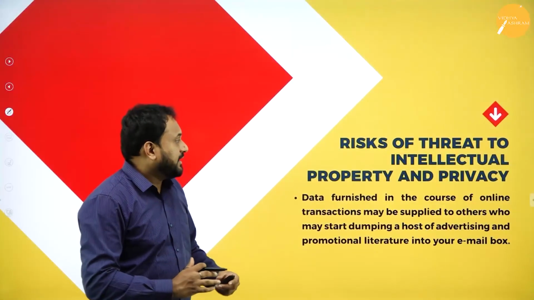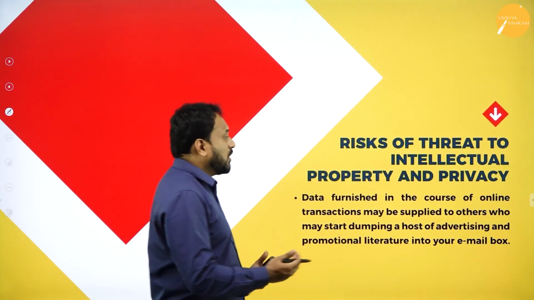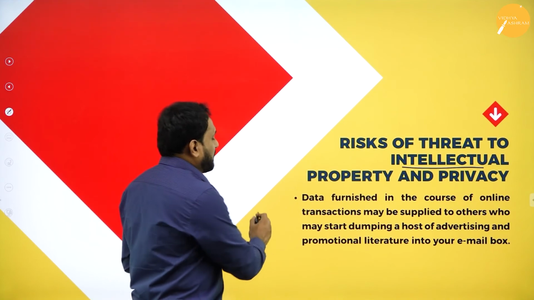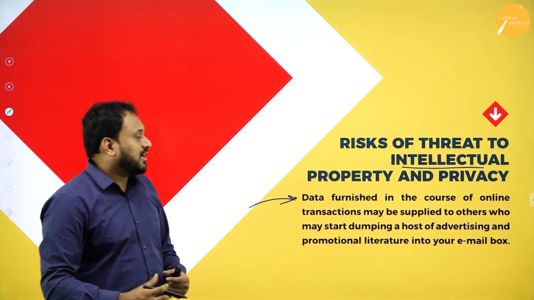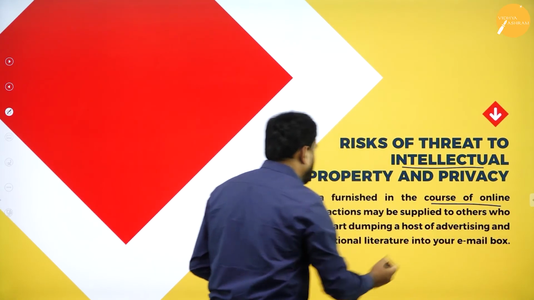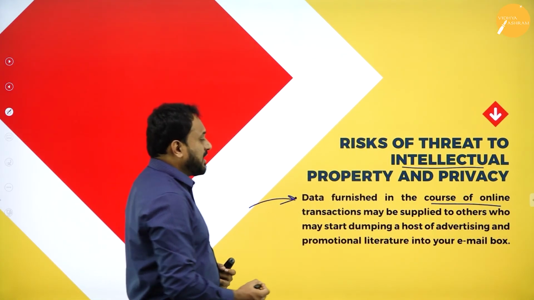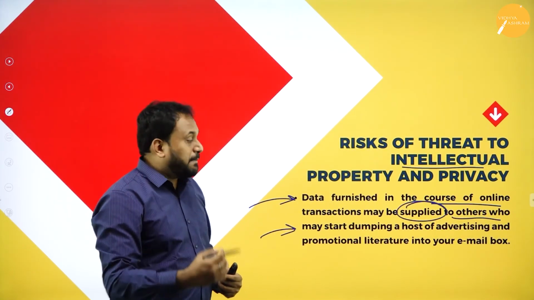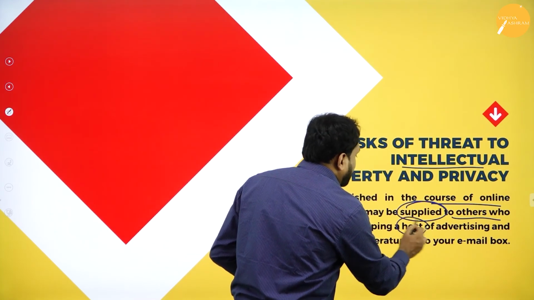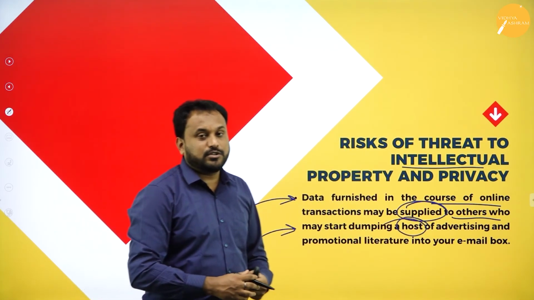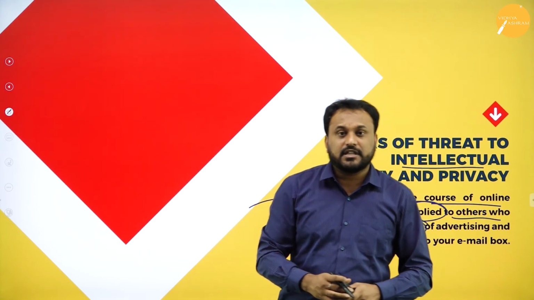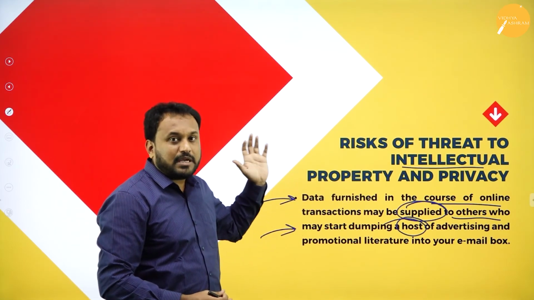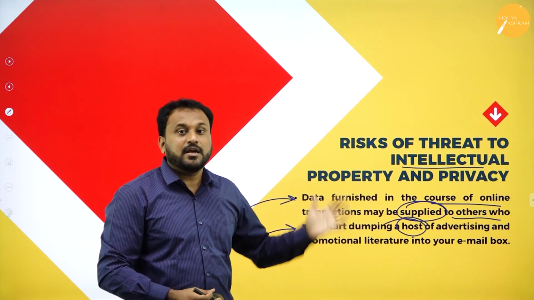So understand that. Next one is the risk of threat to what? To intellectual property and privacy. What exactly is it? Data furnished in the course of online transactions may be supplied to others who may start dumping a host of advertising. You would have seen, whenever you go on YouTube or any online platform, how the advertisement comes in between. So what usually happens is there are people who will dump their advertisements in your system.